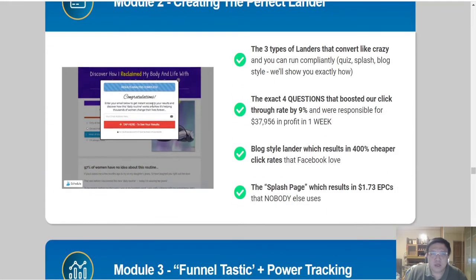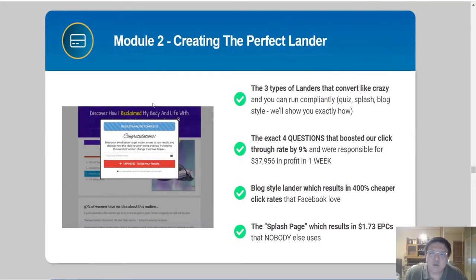So module number 2 is sharing with you how to create the perfect lander. When we talk about lander, generally we're talking about the squeeze page.